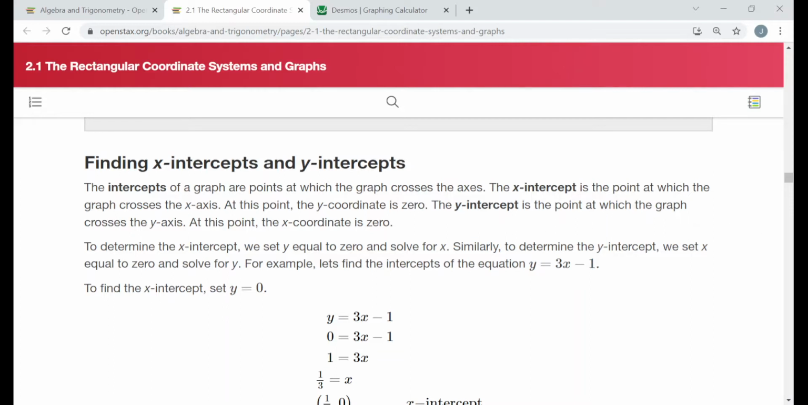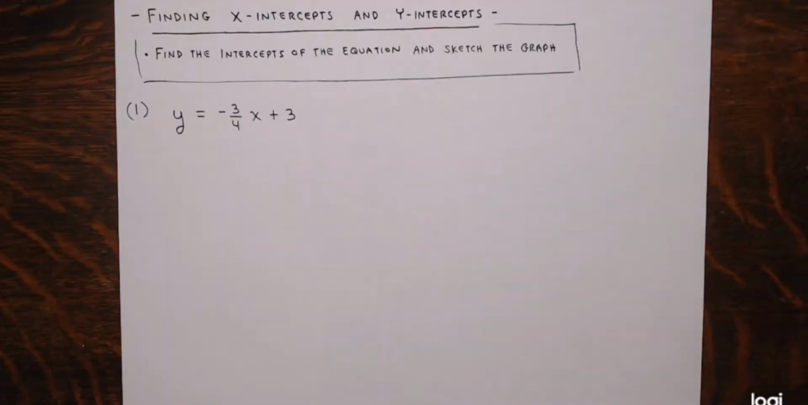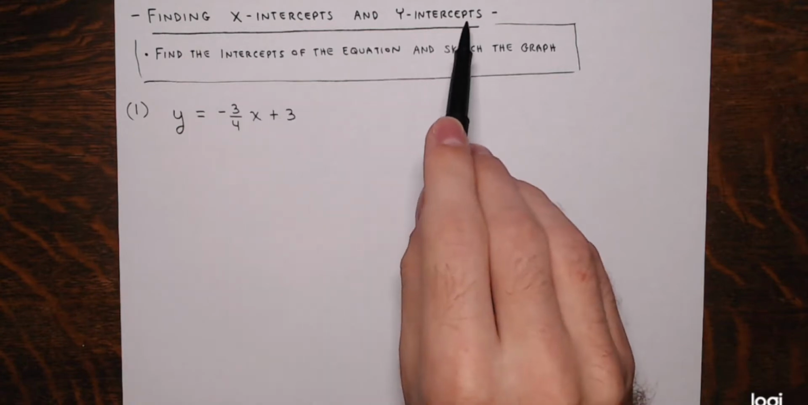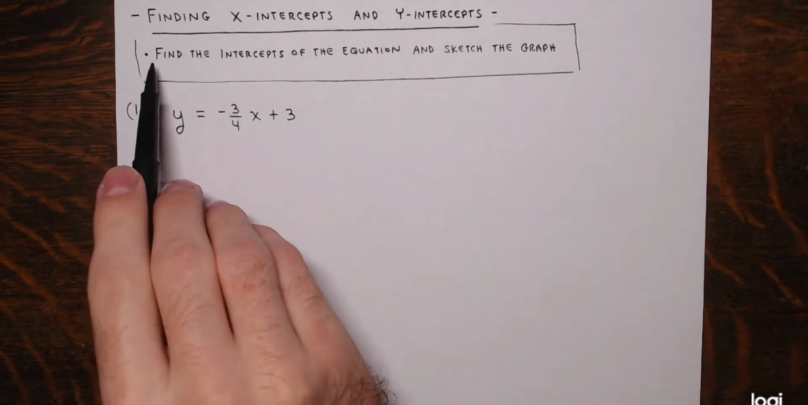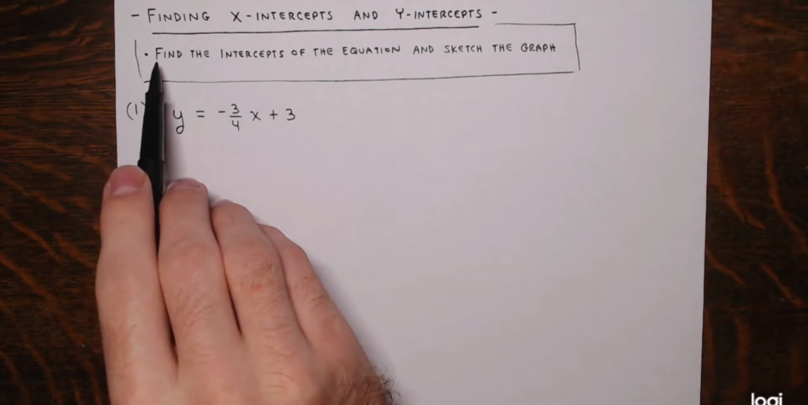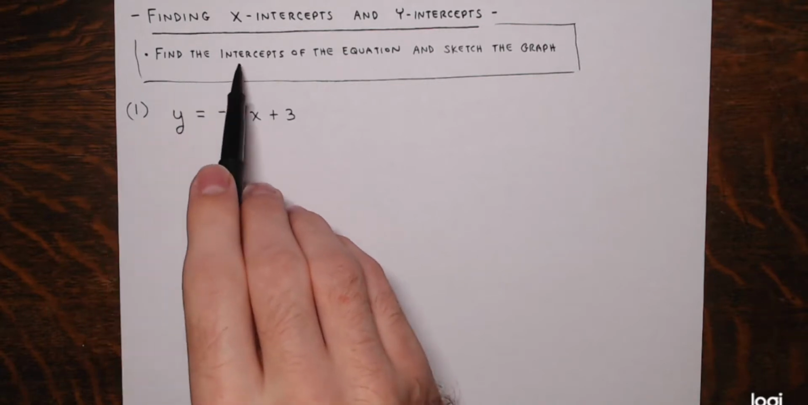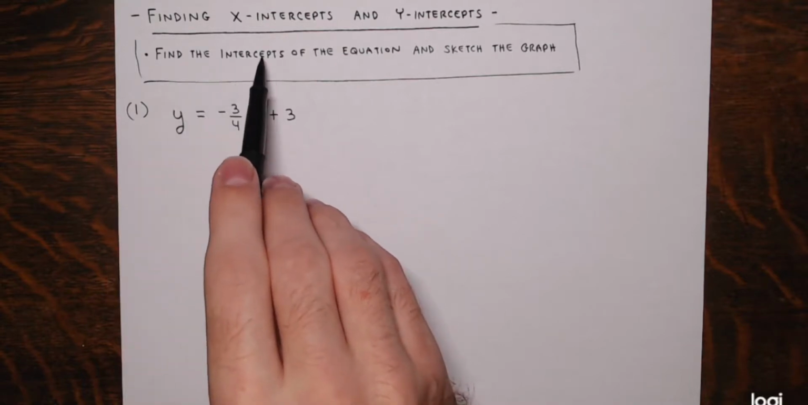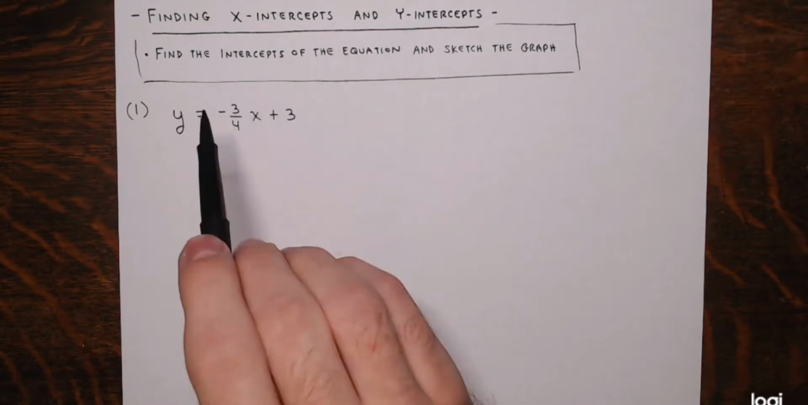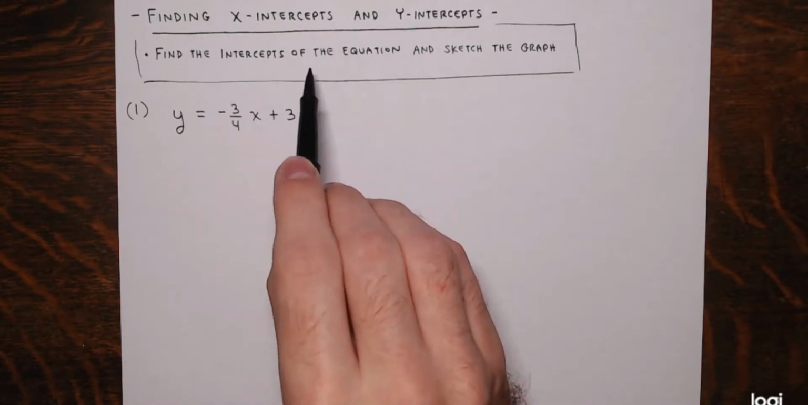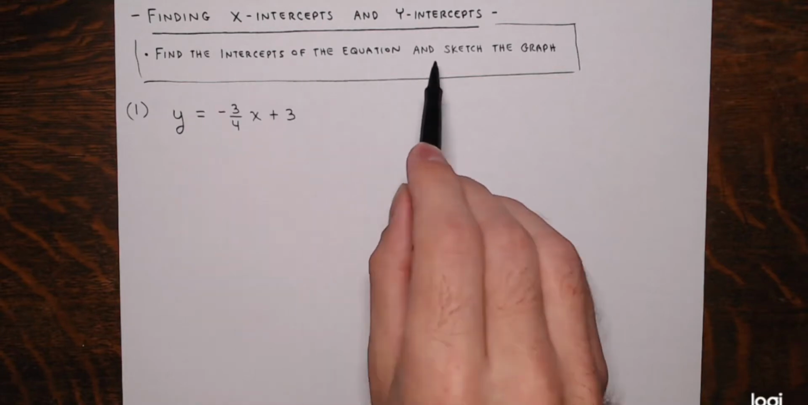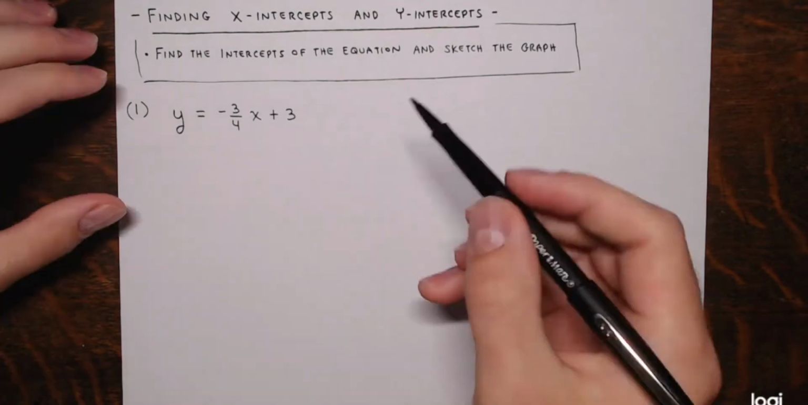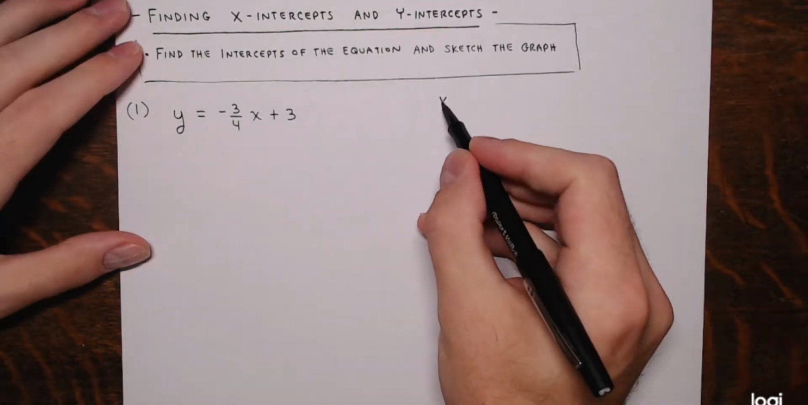Alright, so all the examples I have written out on paper. Again, the heading is Find X-Intercepts and Y-Intercepts. And our instructions for each question in this video is to find the intercepts. And when they say find the intercepts, they mean both, right? The X and Y intercepts of a graph. So find the intercepts of the equation and sketch the graph. So first let's talk about intercepts.